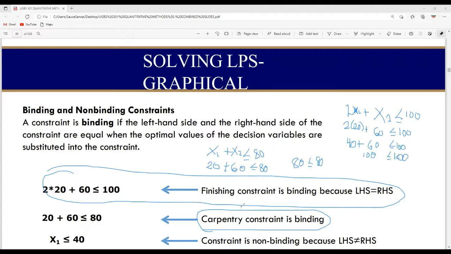Now let's check that of demand. Demand was what? x1 is less than or equal to 40.